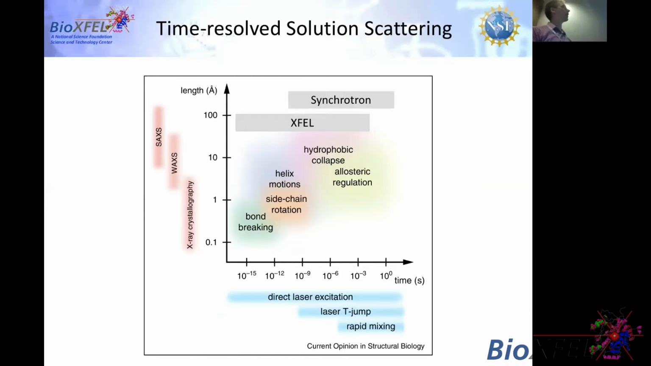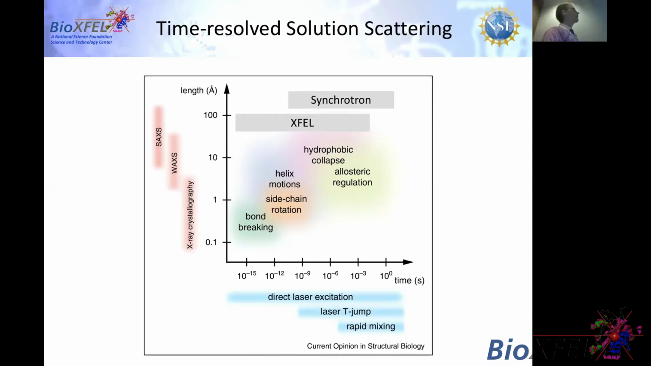So this is a nice slide that I borrowed from a recent paper review in Current Opinion in Structural Biology. It essentially describes some of the dynamics that you have access to at different time resolutions using solution scattering or X-ray crystallography. On the bottom, we have different time resolutions. At very short femtosecond time resolutions, we're looking at things like bond breaking, isomerization. At picosecond and nanosecond, we're looking at things like side chain rotation and motions of helices. And at longer micro and even millisecond time scales, we're looking at more tertiary and quaternary structural changes.